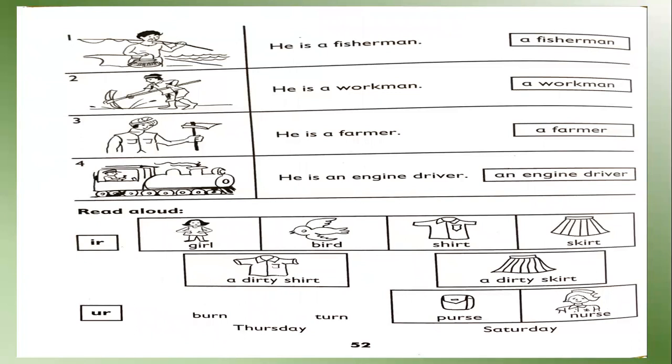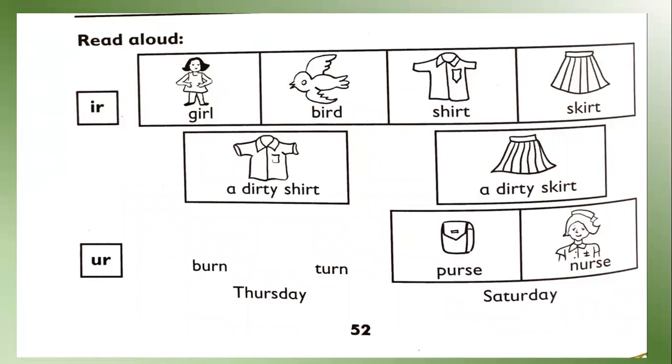Okay. Now first we have here the read aloud. We need to memorize these spellings for the dictation. Then we will move forward. What are these words? The words that have IR sound and UR. Sometimes the sound of IR and UR are the same.